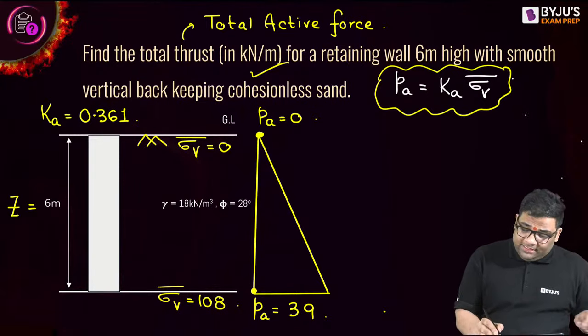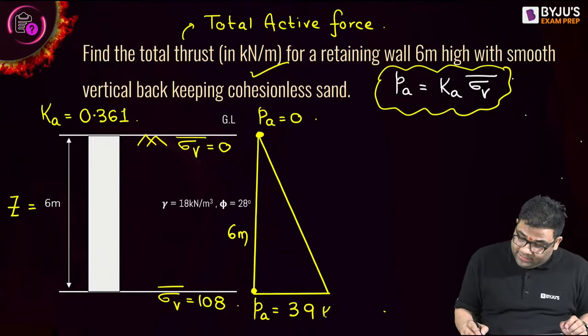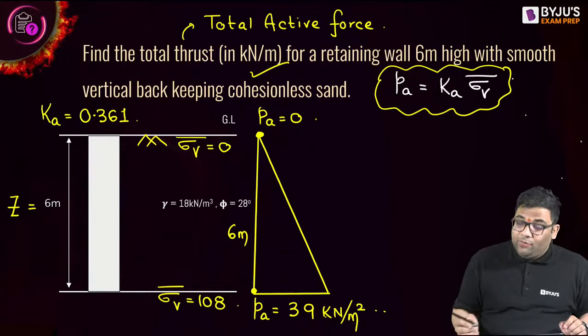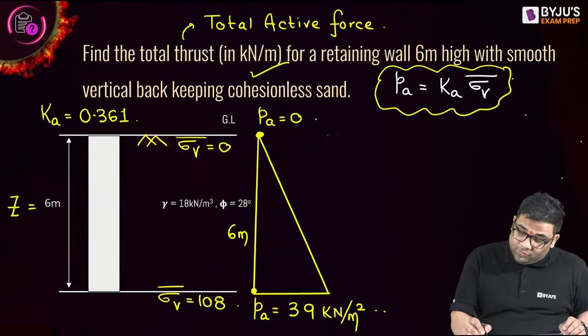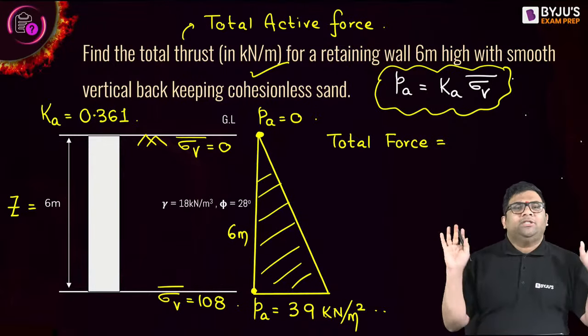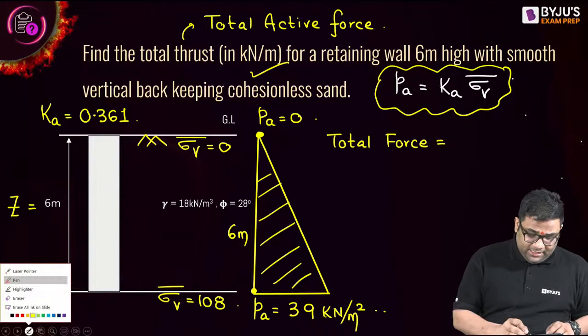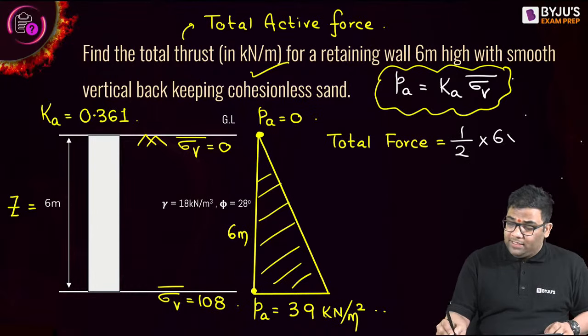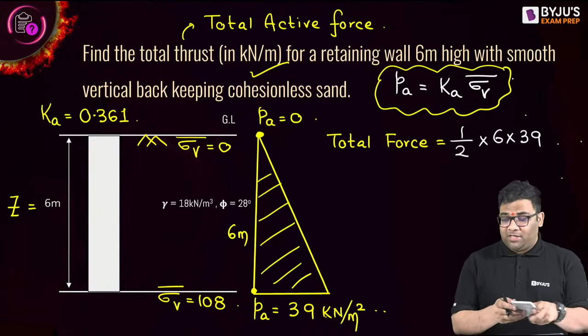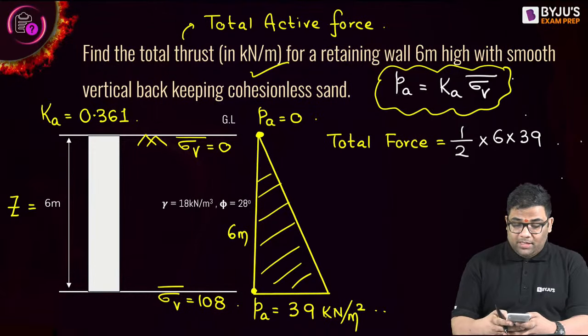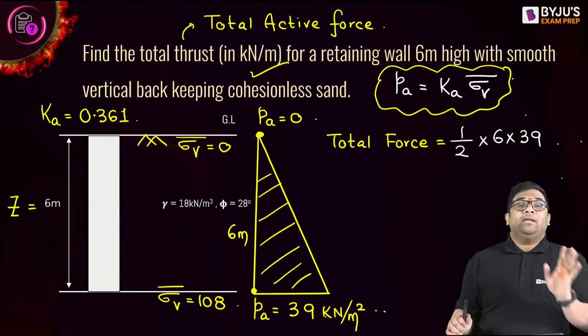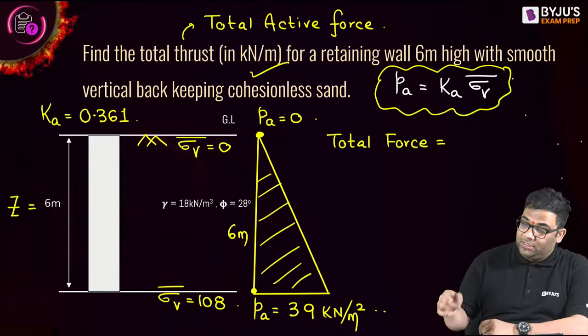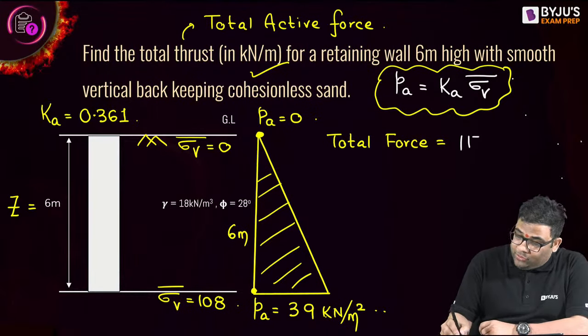Very easy. Now see, this is 6 meter, and here we got 39 kilonewton per meter square. If I want to find the total force, the total active force will be simply the area of this distribution. It's a triangle, so half base into height. I'm getting a value of almost 117 kilonewton per meter.